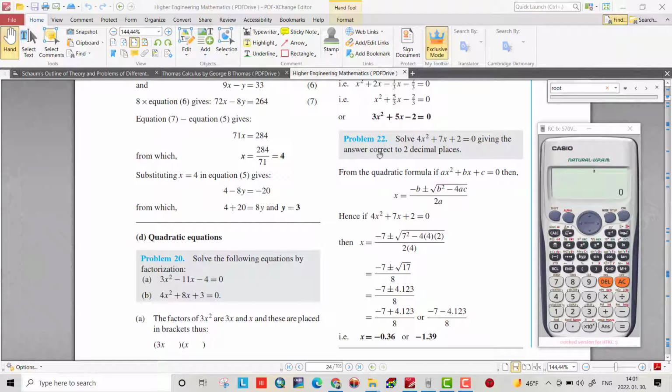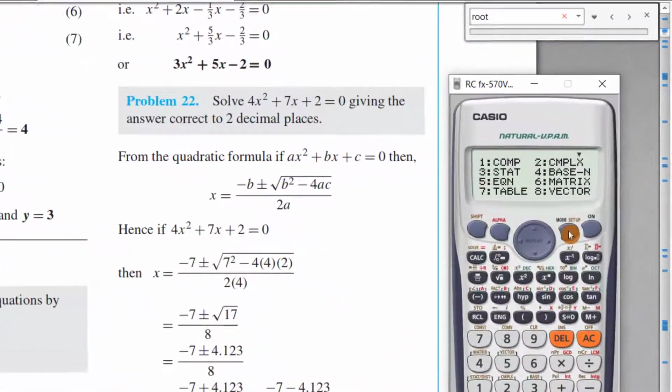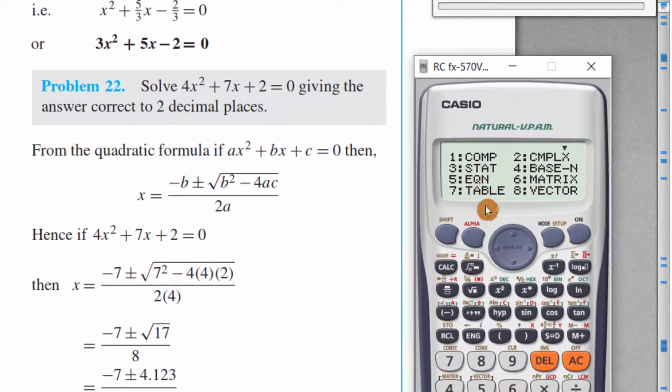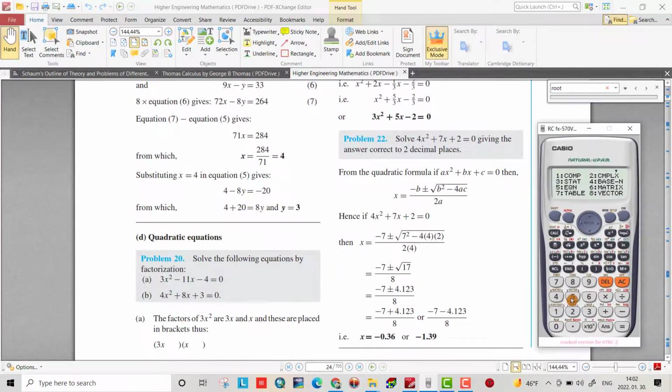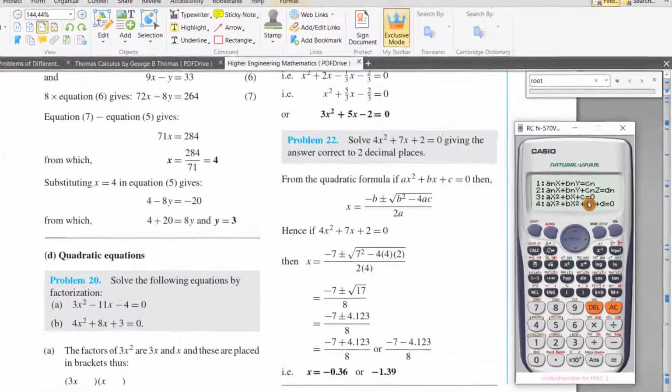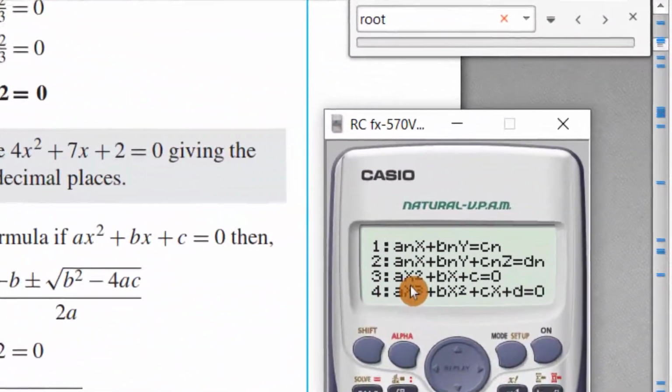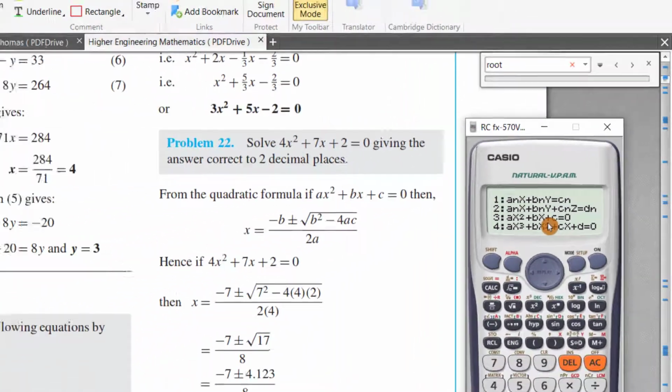For example, we have this problem: 4x squared plus 7x plus 2 equals 0. How can we solve it with the calculator? From the menu, choose 5, which is about equations. Then choose the quadratic equation, number 3.